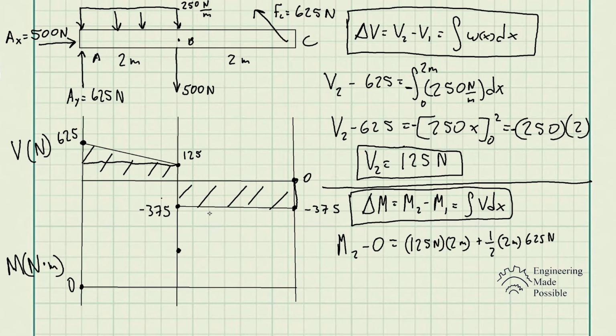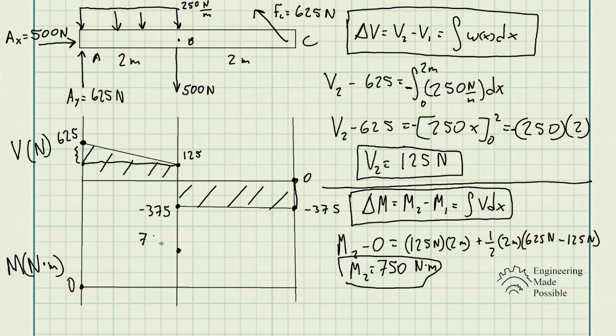The width of it is 2 meters, so 125 times 2 meters, plus the area of this triangle, which is 1/2 base, which is 2 meters, times the height, which is 625 newtons, minus the 125 newtons. Just be careful with that. Because remember, keep in mind this triangle starts from this point to this point on top, so it's the subtraction of 625 minus 125. So M2 is 750 newton meters.